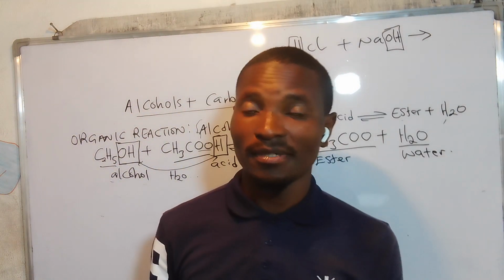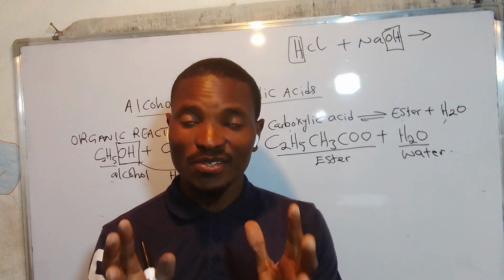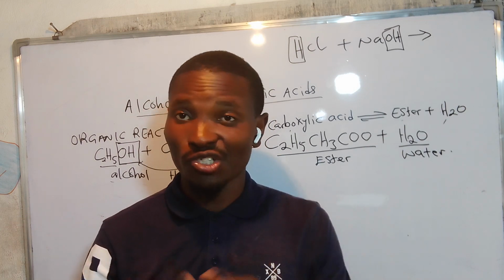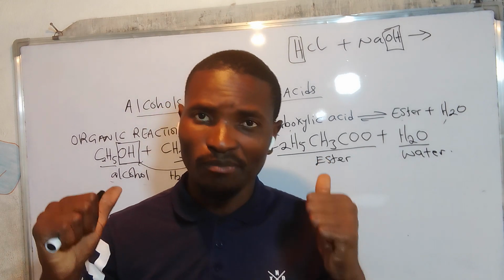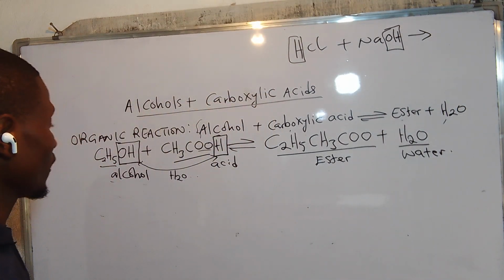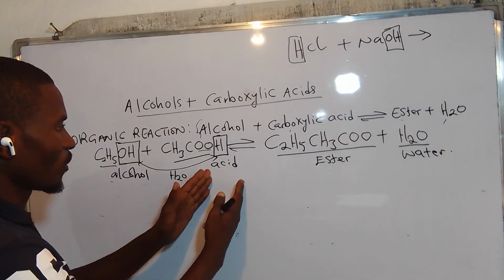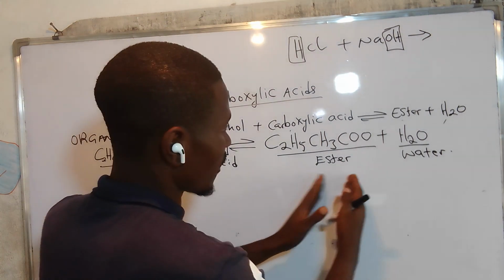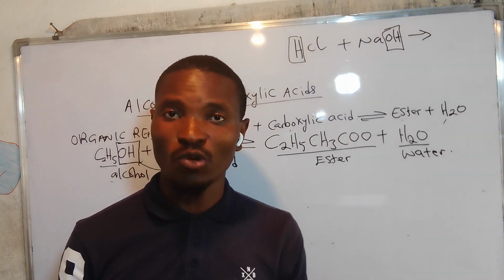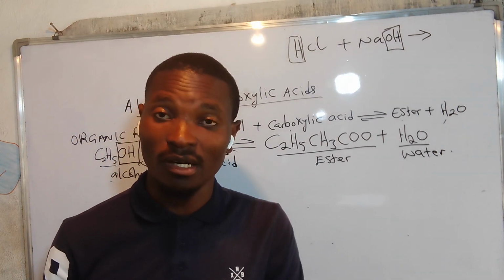So, ladies and gentlemen, let us now see how exactly you can come up with the structural formula. When you look on the board, we have this molecular formula in the form of an equation. We have an alcohol, we have an acid, we have an ester, then also H2O. But how can we draw the structures of each of these compounds?